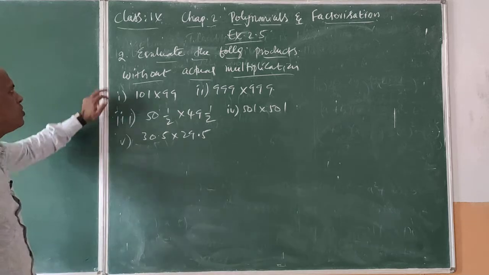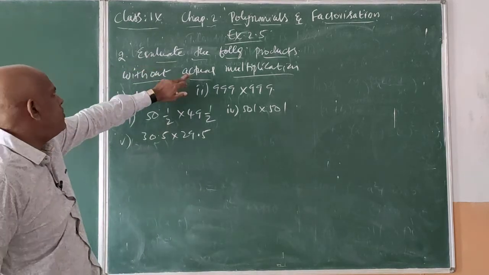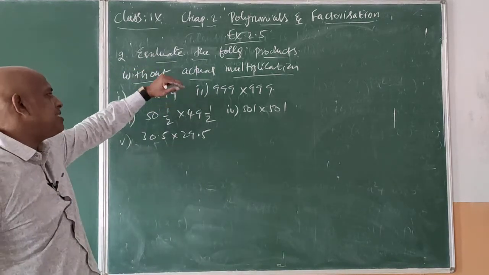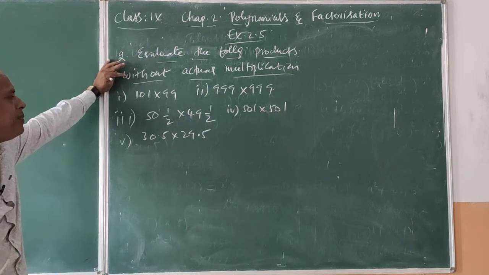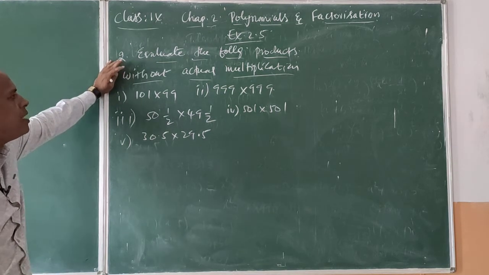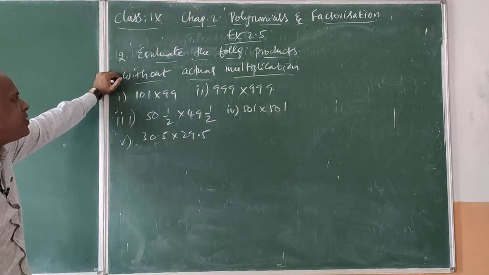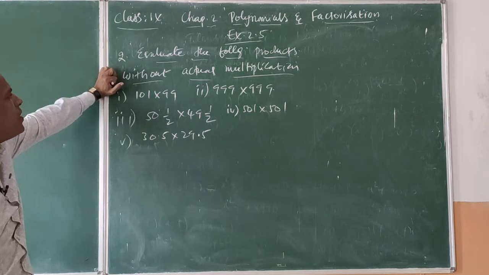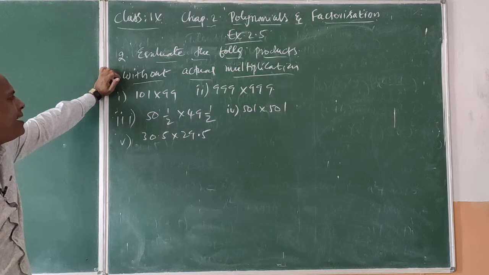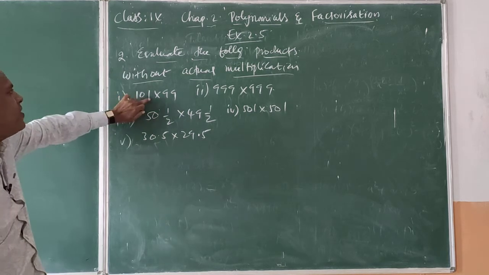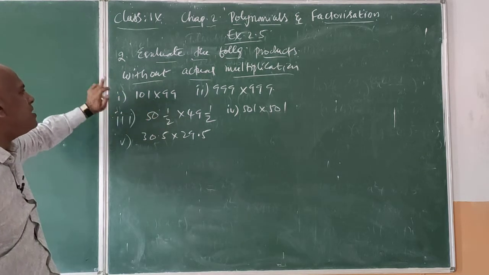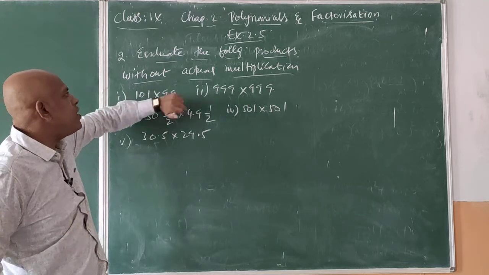Okay, children, now we move to the second bit. Evaluate the following products without actual multiplication. Here, without actual multiplication means you should not multiply. In the previous bit, we had variables, so we used suitable identities. Here also we have to use suitable identities. Directly, you should not multiply as real numbers, like 101 into 99. That's why it is given without actual multiplication.